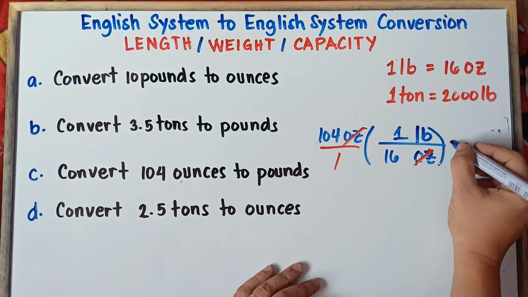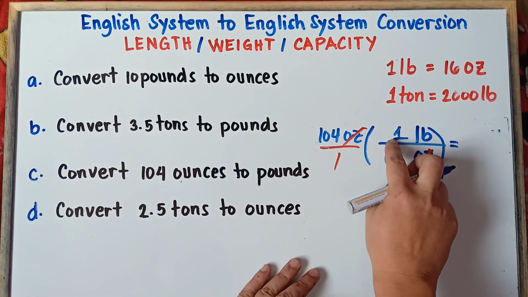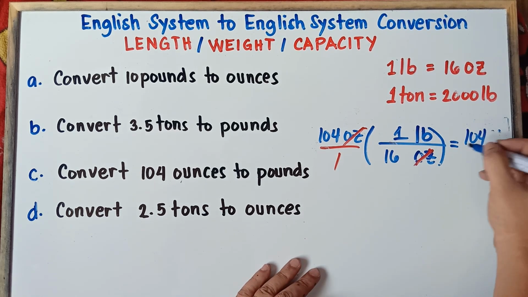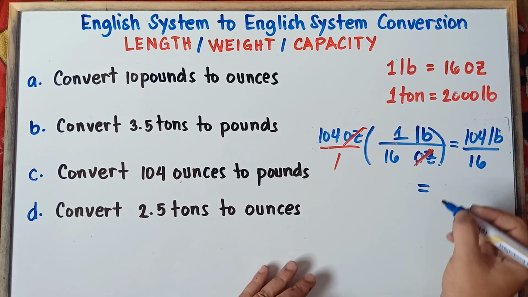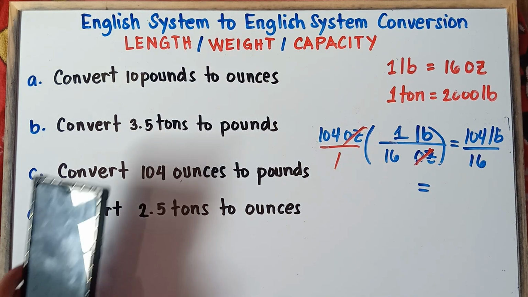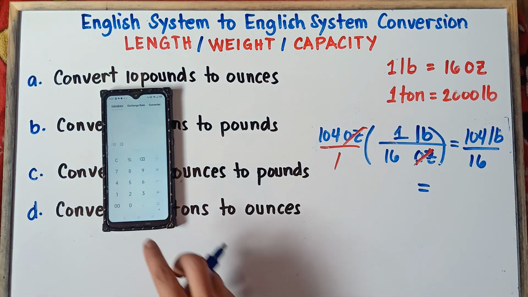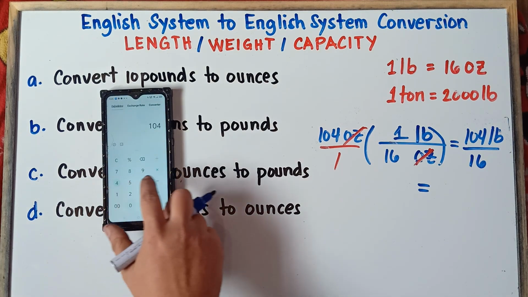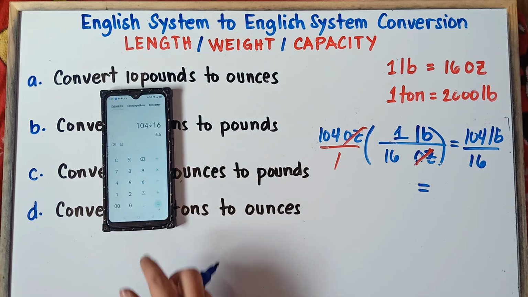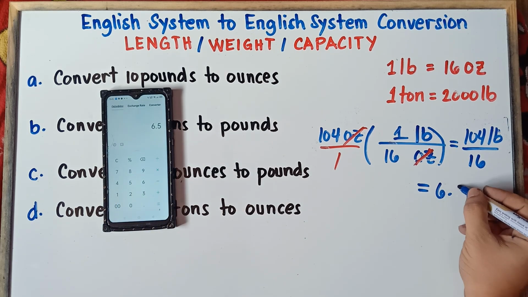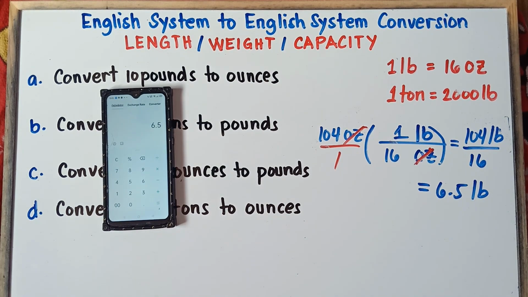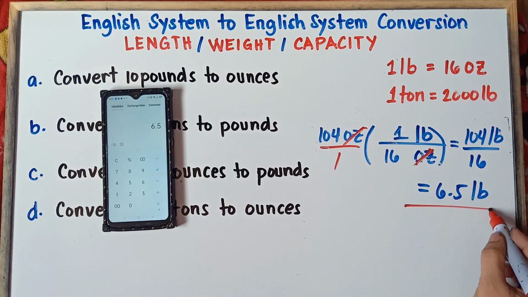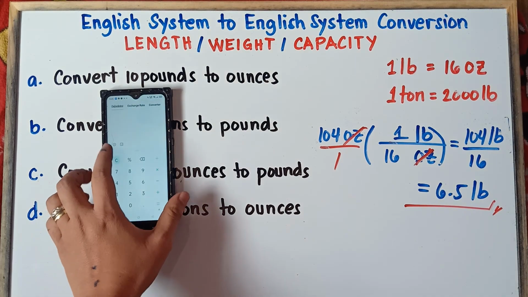And then simply multiply. So 104 times 1, that would be 104. Copy the units, pounds. Over 1 times 16, that would be 16. And then simply divide 104 divided by 16. So 104 divide 16. The answer is 6.5. Do not forget the units, pounds. That's it, class. That's the answer for letter C. Easy, right? For this one.